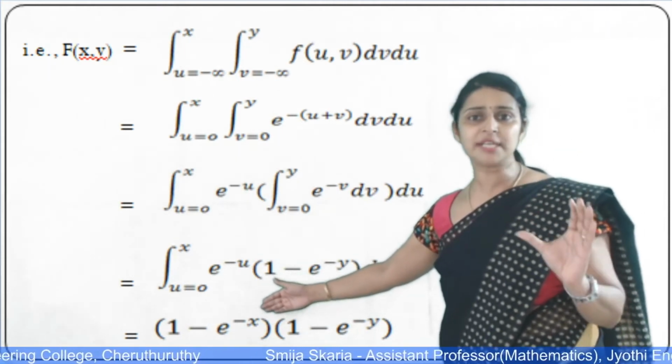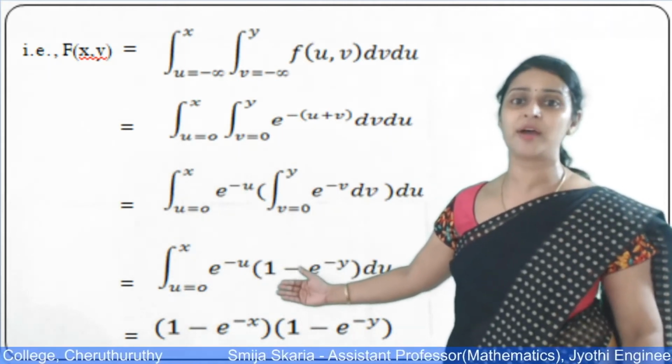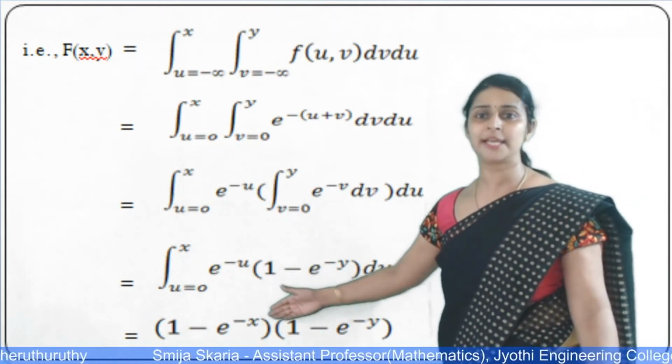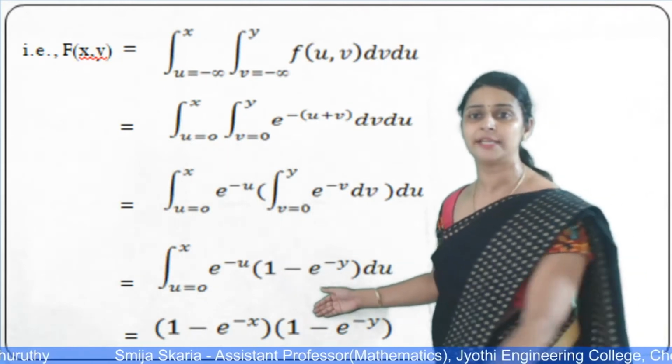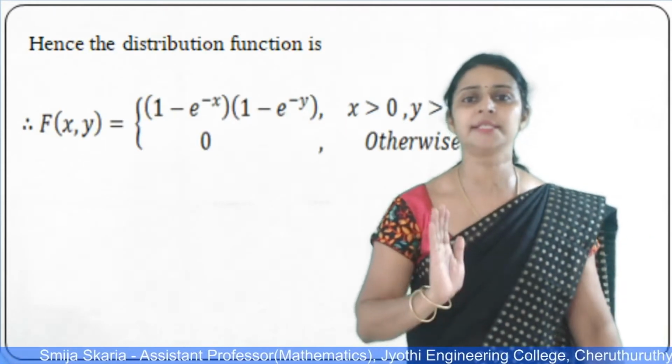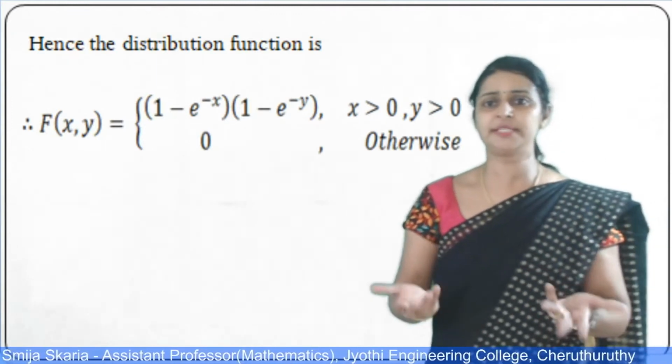So after integration, we get the distribution function F(x,y) equal to 1 minus e raised to minus x, into 1 minus e raised to minus y. In general, after integration, we get the value.